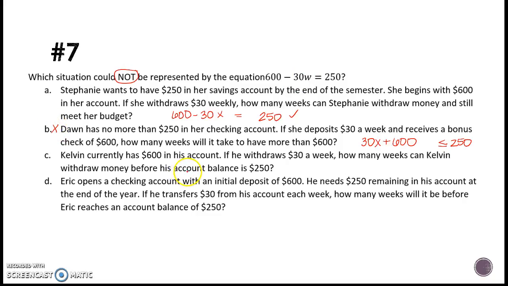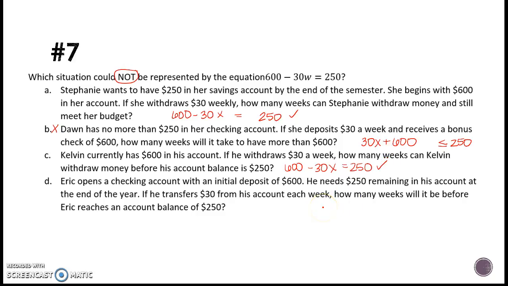All right, Calvin currently has 600 in his bank account. Okay, he withdraws 30 a week. So he's taking 30 out each week. How many weeks can he withdraw money before his balance is 250? Okay, that's looking good to me.